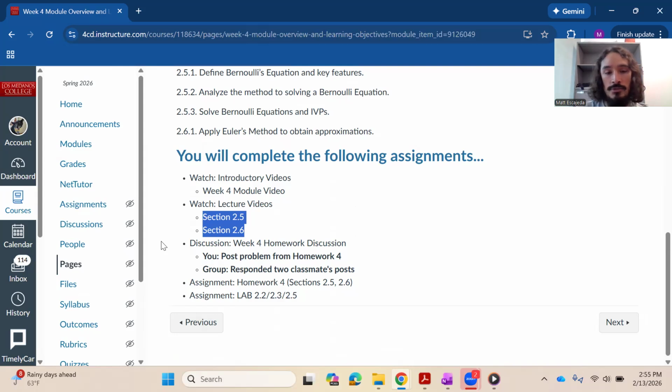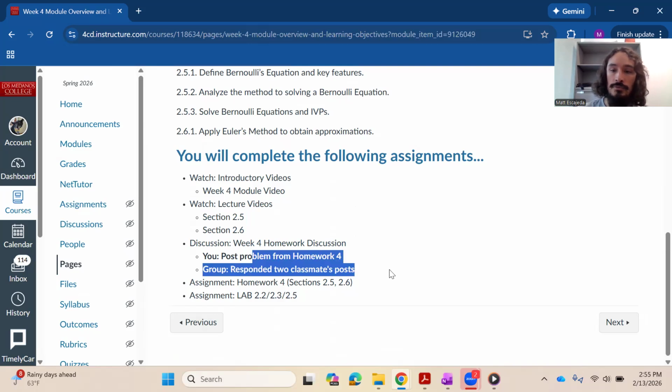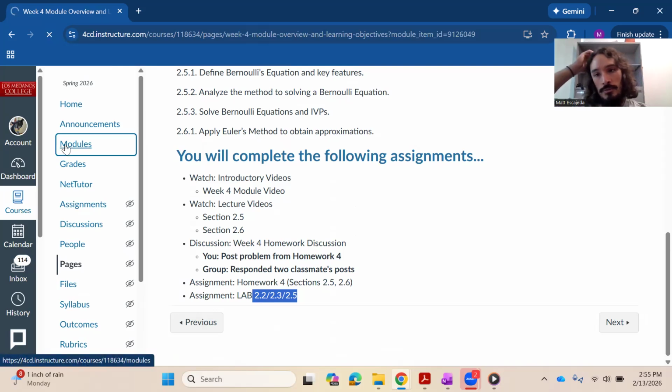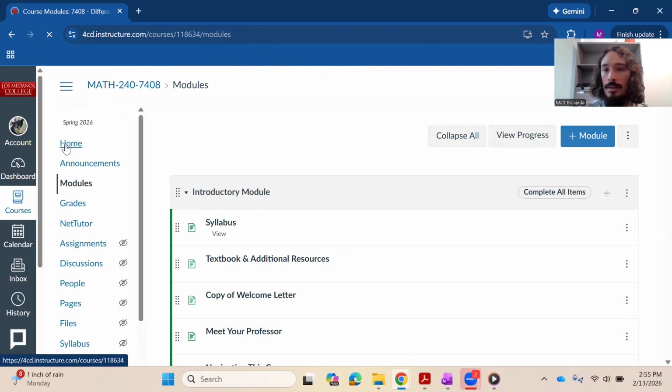Same business as always, it's a week 4 discussion. We're using the homework for the discussion. Homework 4, it's 2.5, 2.6. Just problems for both topics. And then we have a lab this week. It's drawing back a little bit on last week. So it's 2.2, 2.3, 2.5. That's on separable, linear, and Bernoulli equations. So watch out for that lab. And then no quiz this week. We'll just keep it with the homework and lab.